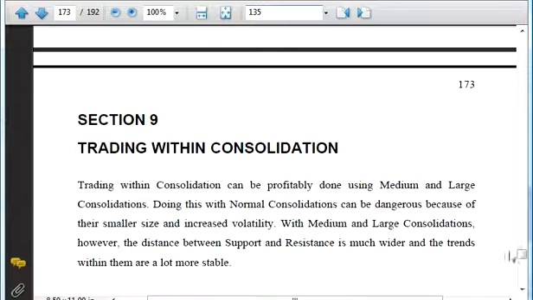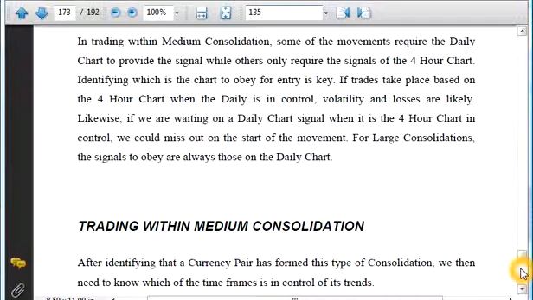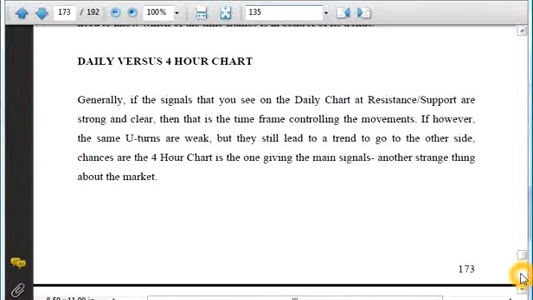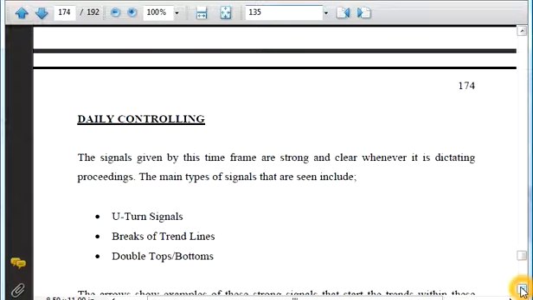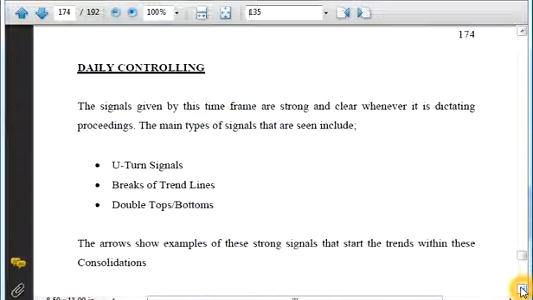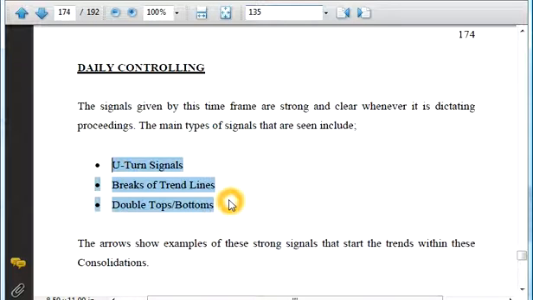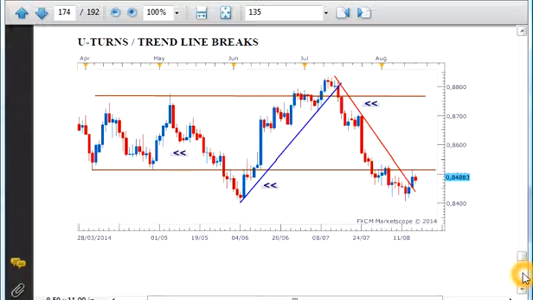So the most common, as you'll see from this trading manual in the second part, in section 9, trading within consolidation, there are certain types of signals that are most common within consolidation of this size that are better to trade. U-turn signals, breaks of trend lines, double tops, and double bottom formations. And you can also add to that ABC signals as well.